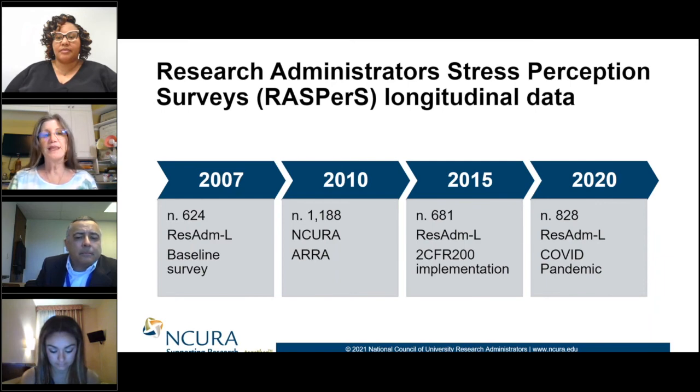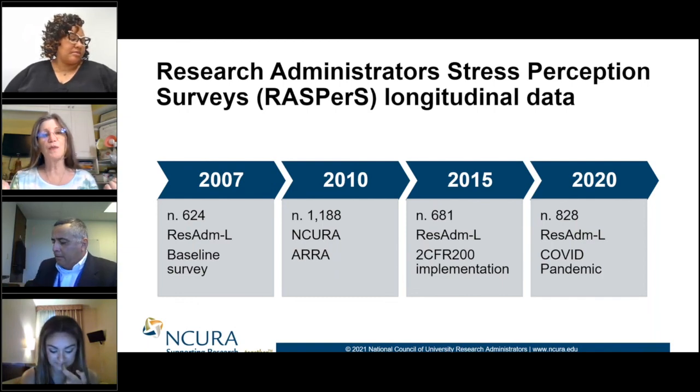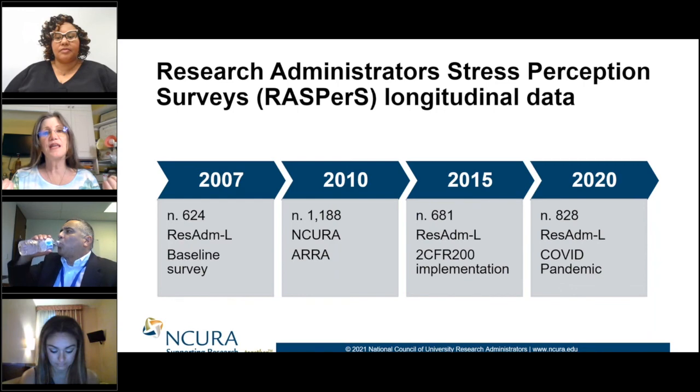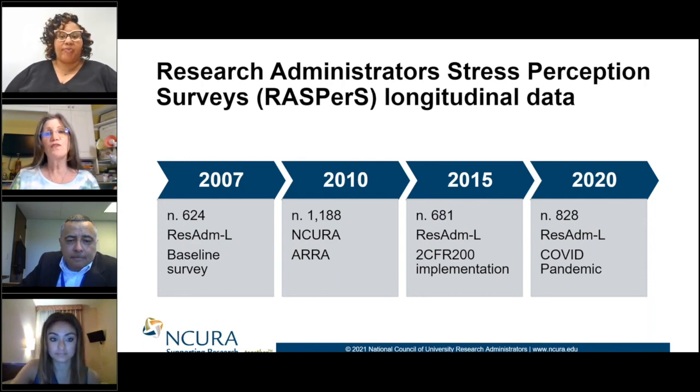And I think that one of the advantages of having both the INCURA survey and the Research Admin Listserv surveys is that people who perhaps are not in an institution where they have the professional development support to allow them to belong to a premier research admin organization could still participate in the survey. So a lot of our folks that are just getting into the profession, or perhaps work at an institution with fewer resources, could still participate in the survey. So next slide.